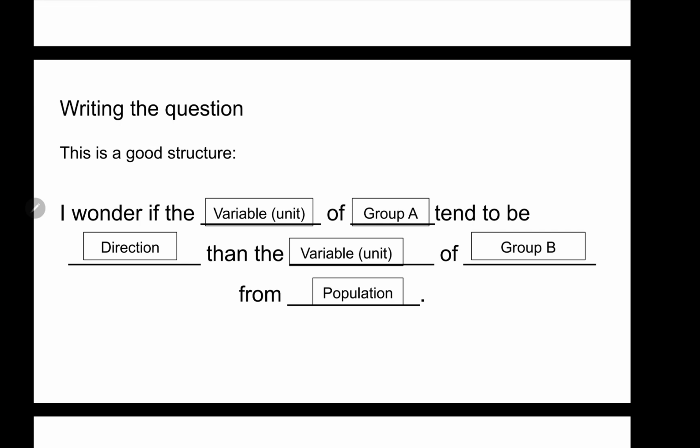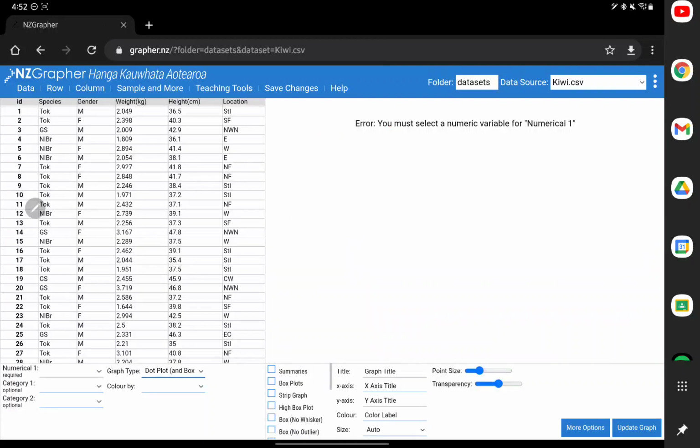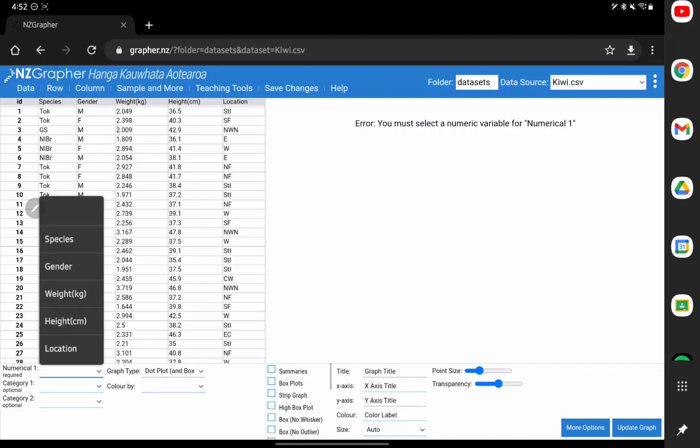Let's head on over to NZ Grapher and use some of their data sets. So I'm going to use the Kiwi dataset in NZ Grapher. It's just commonly used, right? And it's just here. Okay. So we are going to try to compare two groups of Kiwi. So they're all going to be Kiwi, but two groups inside the big population that is Kiwi birds. Okay. This is the data part, so I'm not going to explain what we're choosing here yet, but I'm just going to show you what it's going to be.